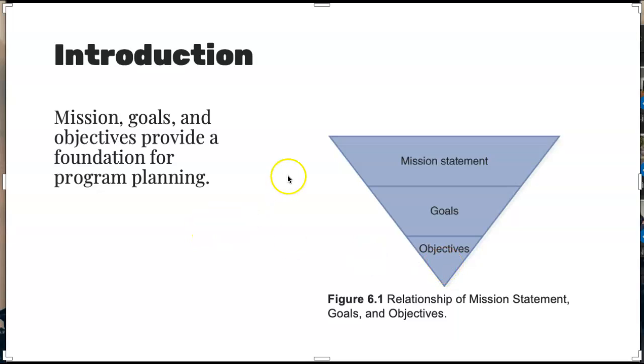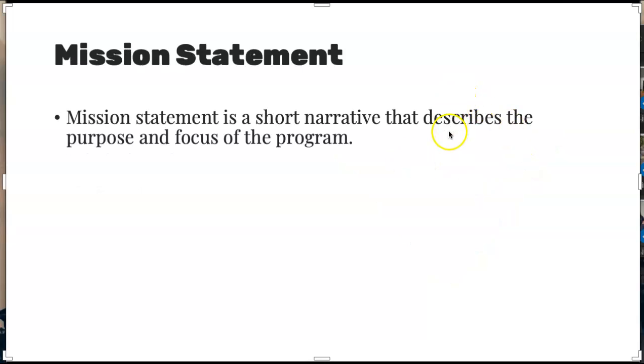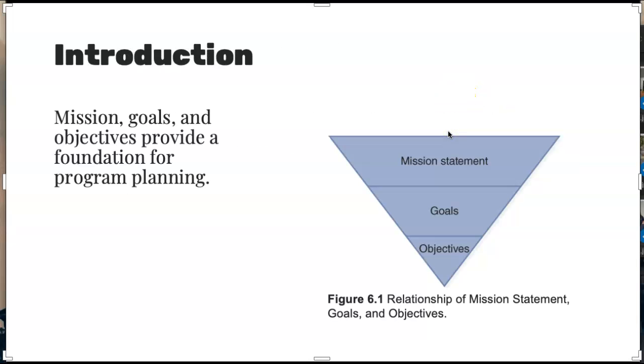So when you're thinking about a program or an organization's mission, goals, and objectives, all three of these things together in sum provide a foundation for program planning. And this upside down triangle represents how broad or general these components are to how specific they are. You can see that the mission statement is of course going to be the most broad, followed by goals and followed by objectives.